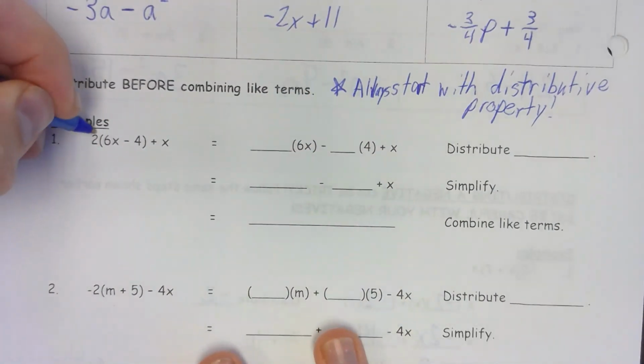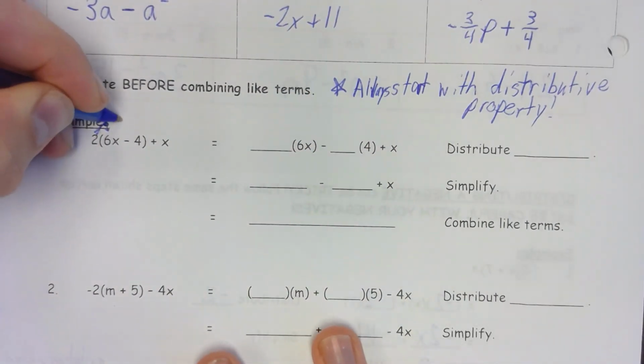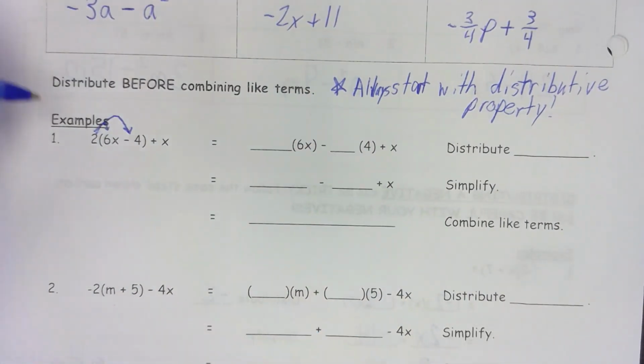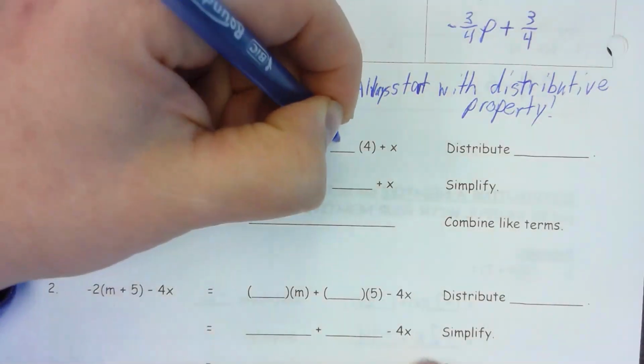So I see distributive property. I like to use my arrows. And so I know I've got 2 times this and 2 times this.